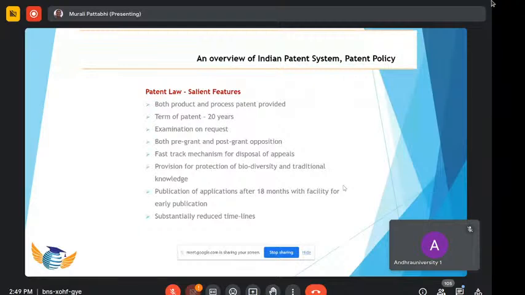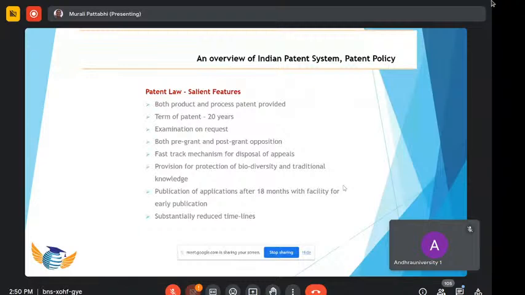Pre-grant, as the name itself tells, means any opposition to your patent before the grant. Any opposition after the grant, within 12 months from the grant, will be considered as post-grant opposition. And further, we will discuss pre-grant and post-grant opposition a bit more later in our presentation.